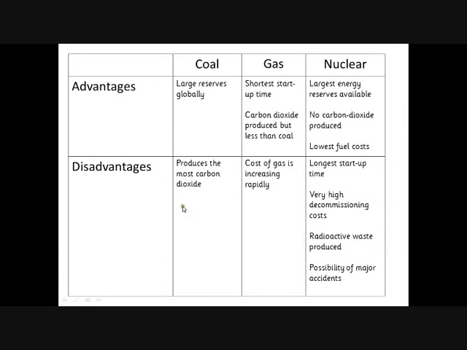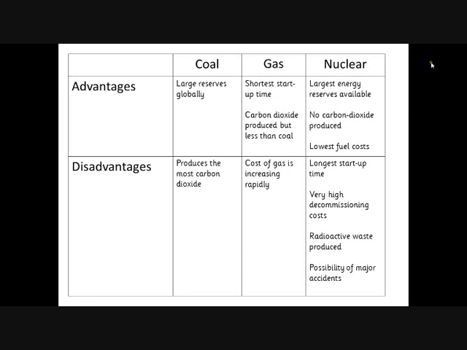So this is a little summary of the advantages and disadvantages. So coal has got large reserves, but it does produce the most carbon dioxide. That's why coal production of electricity has gone down a lot in this country in the last few years. Gas has got the shortest startup time, so it's very flexible, but it does produce carbon dioxide, but only about 2/3 as much as burning coal for the same amount of electricity. But the cost of gas is going up quite rapidly because it's such a great energy source. There's a lot of demand for it, and the cost has gone up quite a lot in the last few years, and probably will go up a lot more as the supplies start to run out.